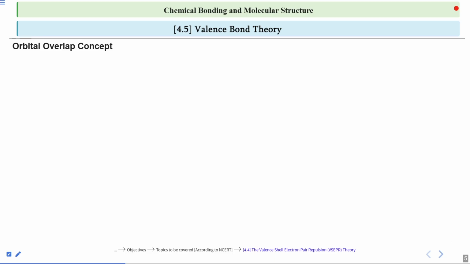So let us start with the orbital overlap concept. We have studied in the previous class that for the formation of the hydrogen molecule, we bring two isolated hydrogen atoms together, and at a point their potential energy is minimum, and we call that the formation of the hydrogen molecule. Now this is the overall energetics part, but what is happening with the atom? What is happening to its atomic orbitals? We will discuss that part today.